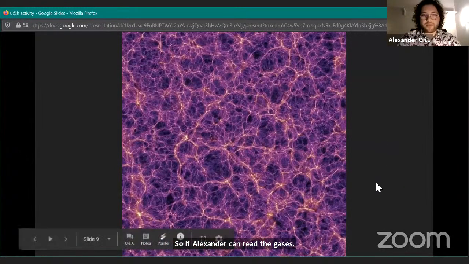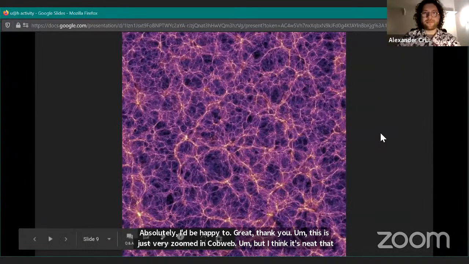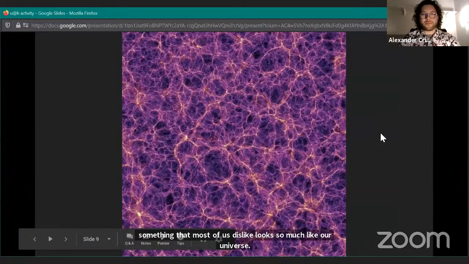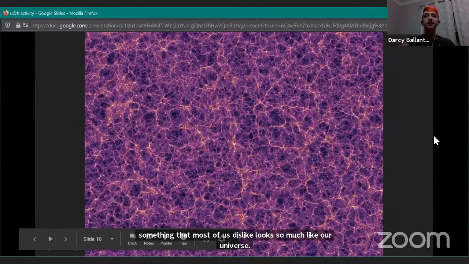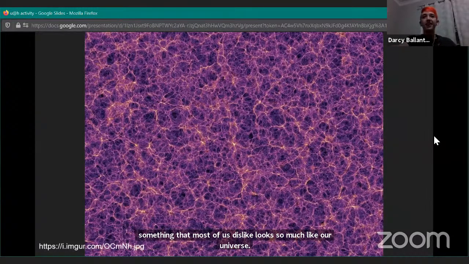All right, we have city lights again. We have brain links, plasma, lava. It's a fun one. So I guess this one is a bit of a trick question. This was, again, just what our universe looks like, the kind of clumps and filaments of our universe.